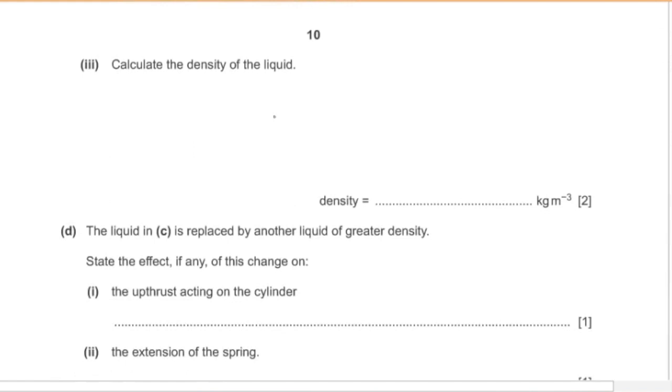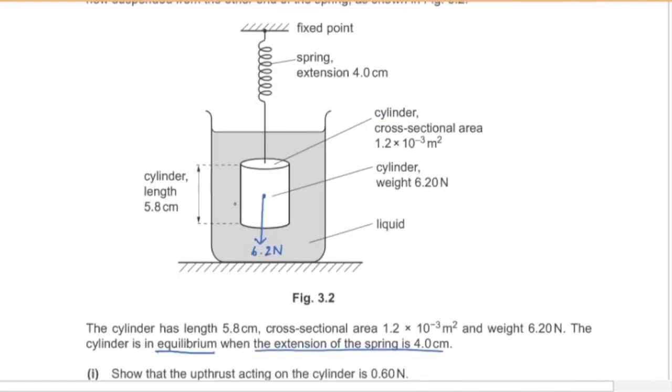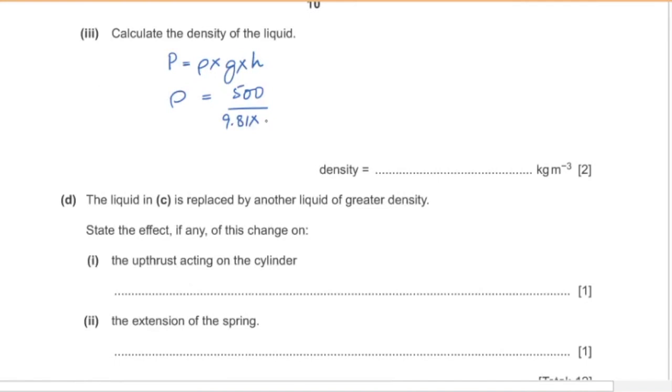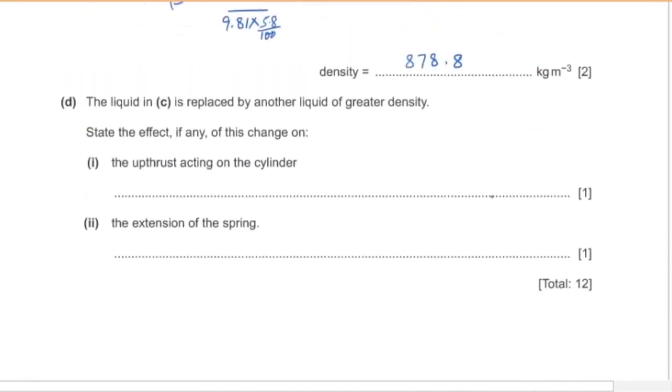Part 3, calculate the density of the liquid. So pressure due to liquid is equal to density times g times h. So density is going to be equal to pressure due to liquid from the last part, which is 500, divided by 9.81. And the height is the length of the cylinder, which is 5.8 centimeters. We need to convert that to meters. So 5.8 divided by 100 to convert centimeters to meters, and hence the density of the liquid is about 878.8 kilograms per meter cubed. Part D, the liquid in part C is replaced by another liquid of greater density.